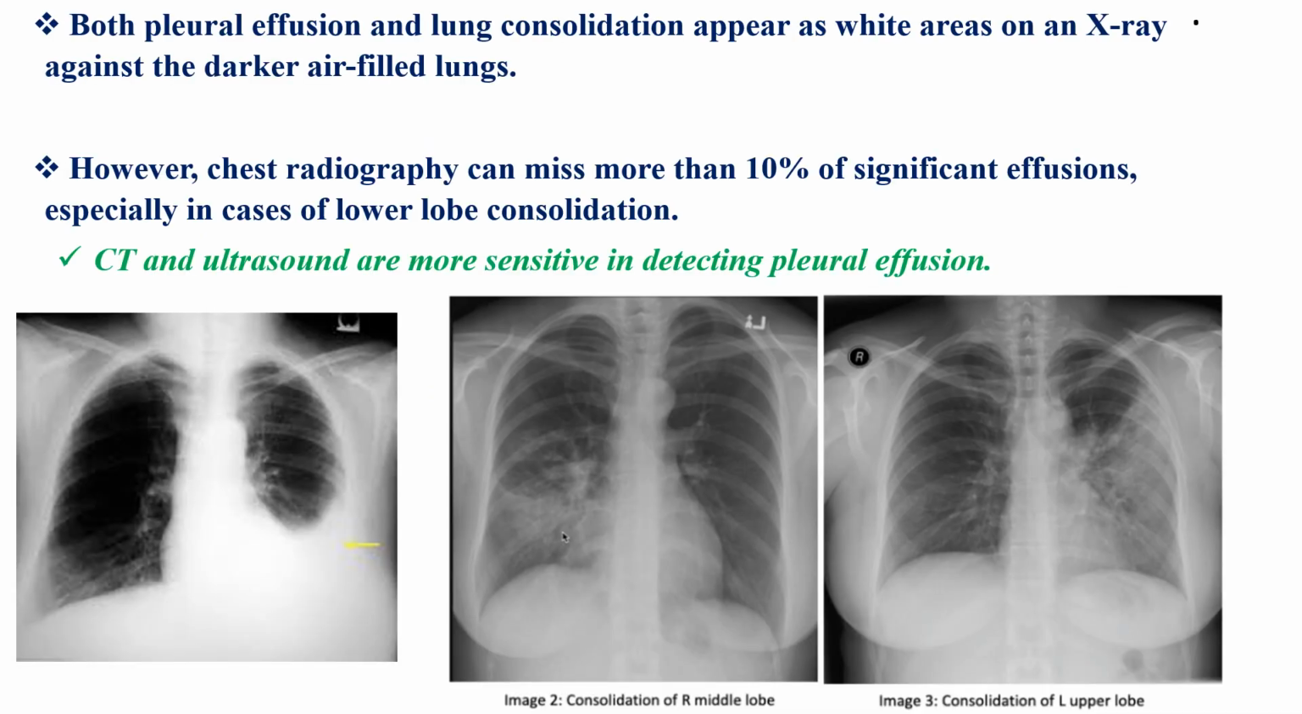As I have said, both pleural effusion and lung consolidation appear as white areas on X-ray against the darker air-filled lungs. However, chest radiograph can miss more than 10% of significant effusions, especially in cases of lower lobe consolidation. So in this case, chest CT and ultrasound are more sensitive in detecting small pleural effusions.